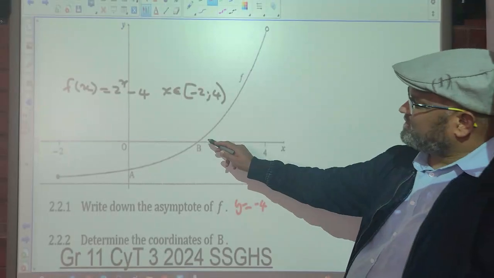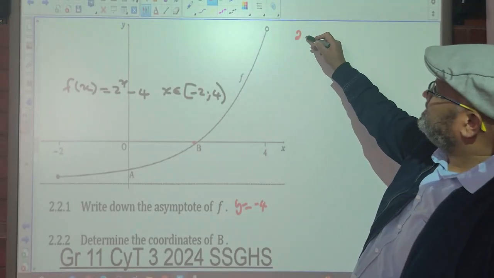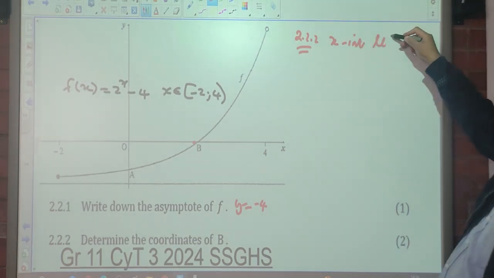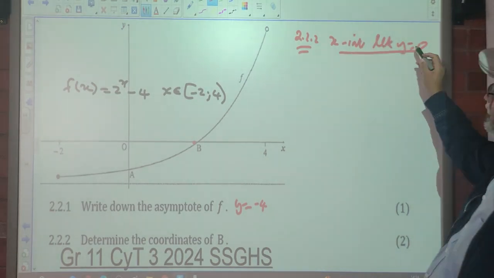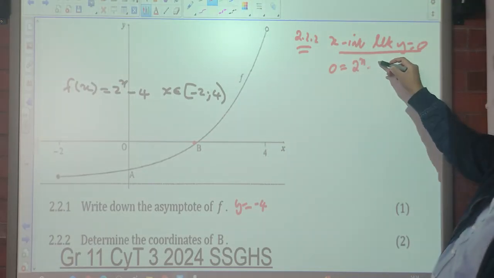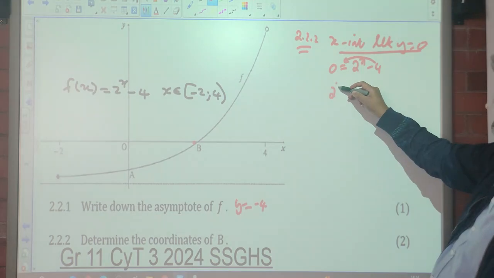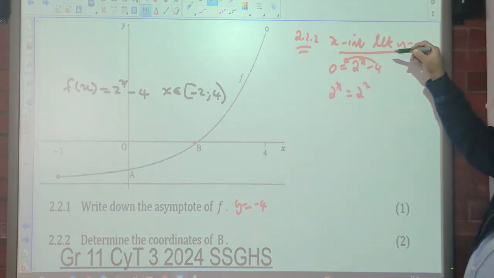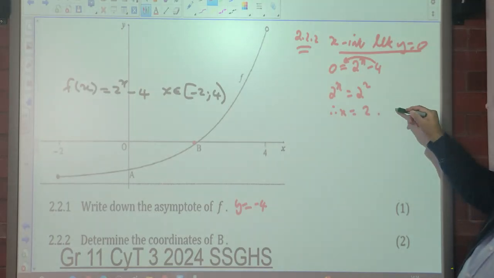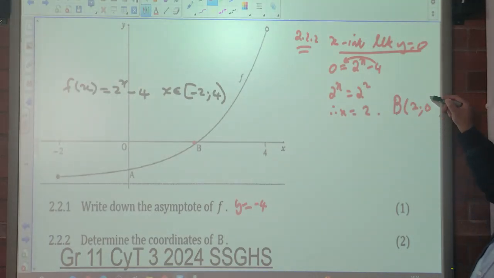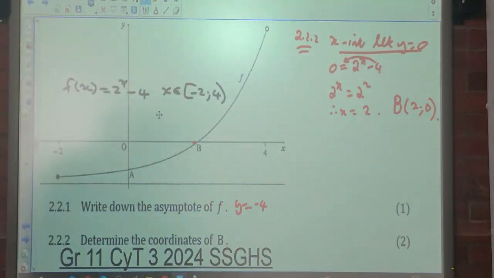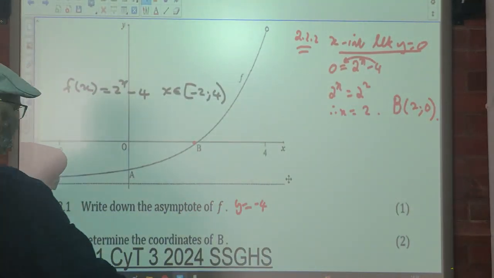Determine the coordinates of B. What is B? The x intercept. What do you do for the x intercept? Let y equal 0. Because 0 is equal to 2 to the x minus 4, you take it over the equal sign, so 2 to the x is equal to 4, which is 2 squared. So therefore x is equal to 2. B's coordinates are (2, 0). Put the 2 here.